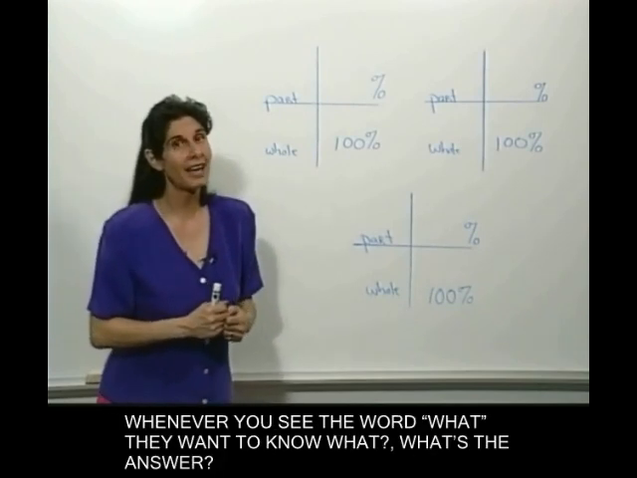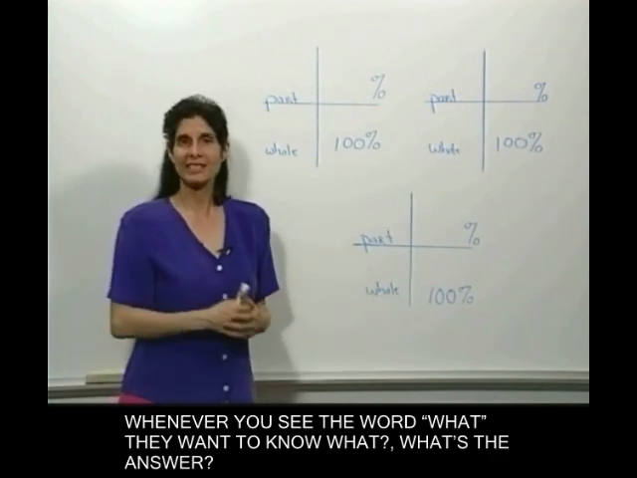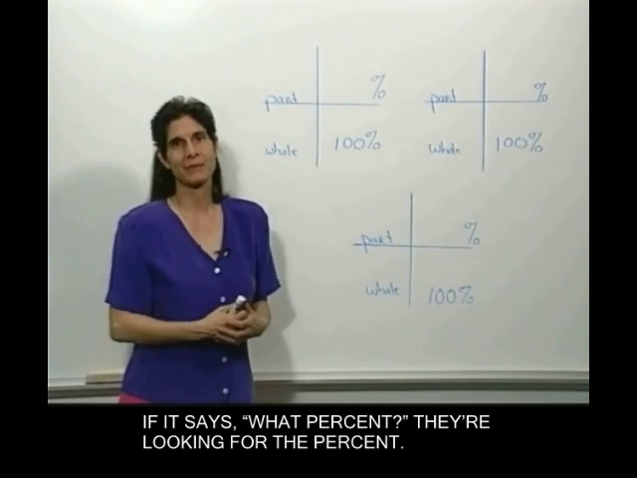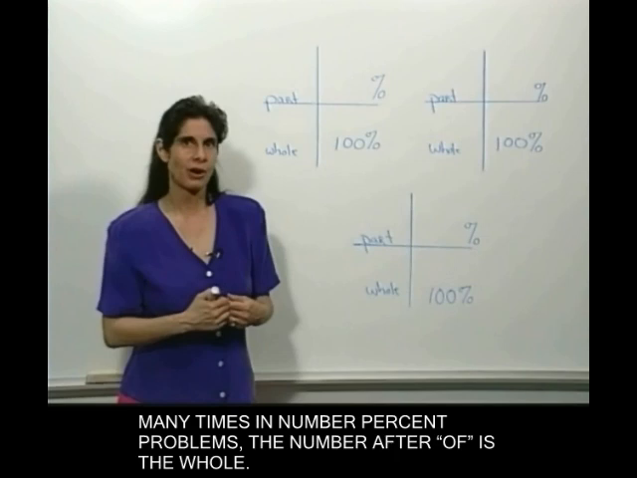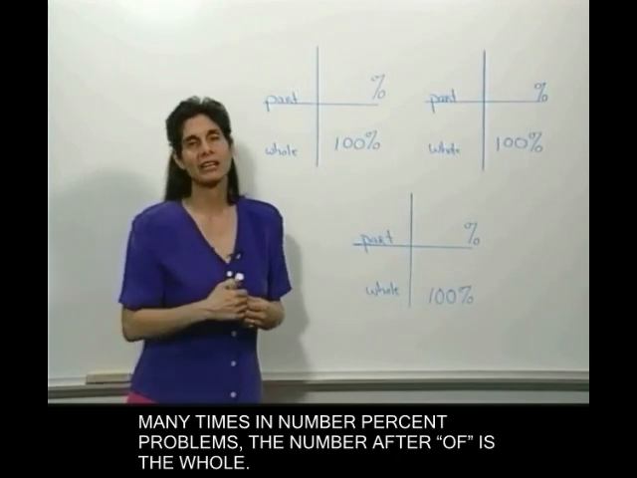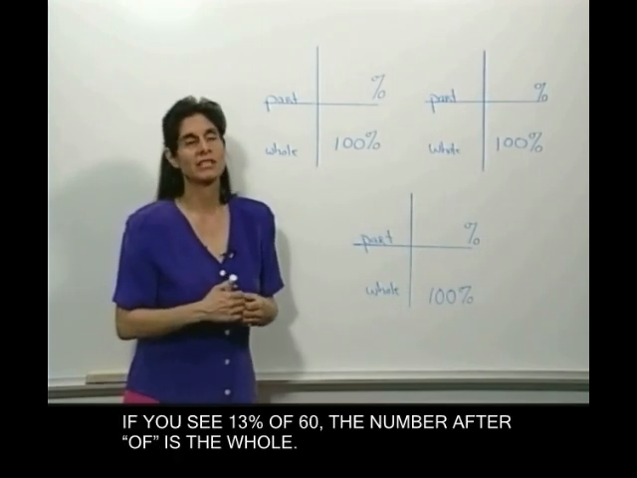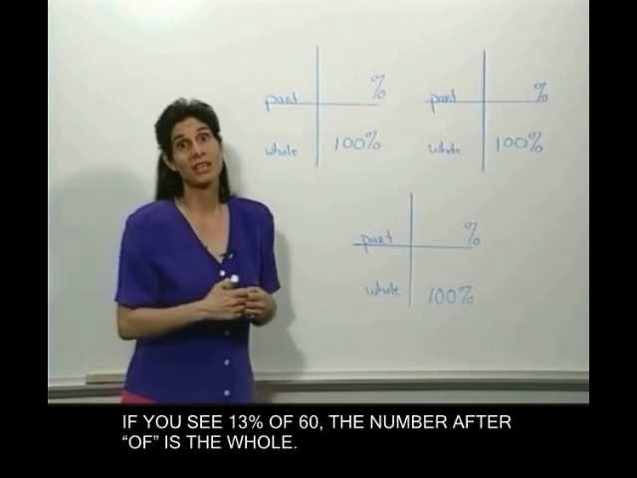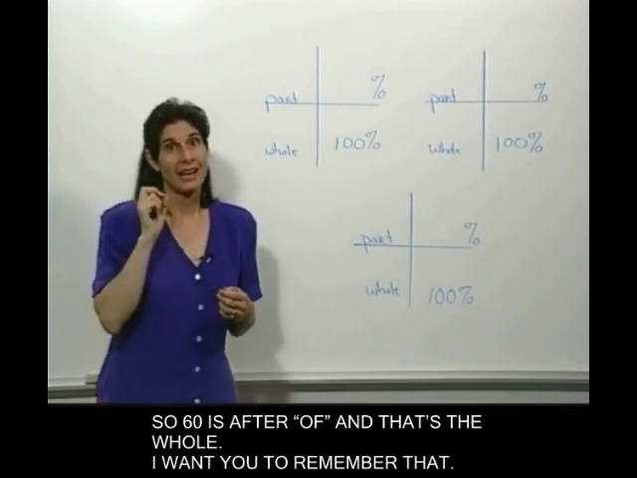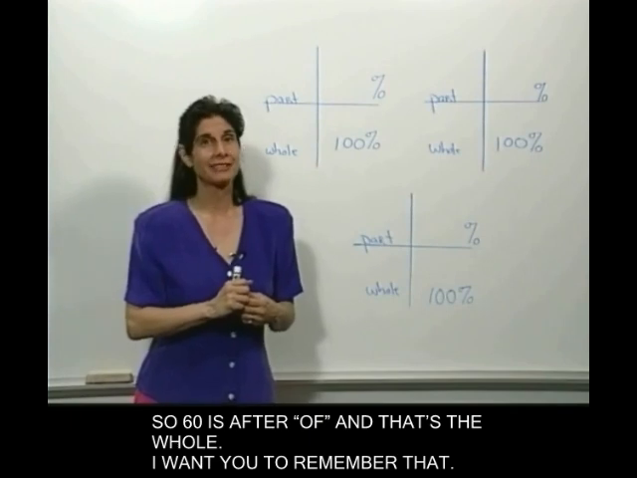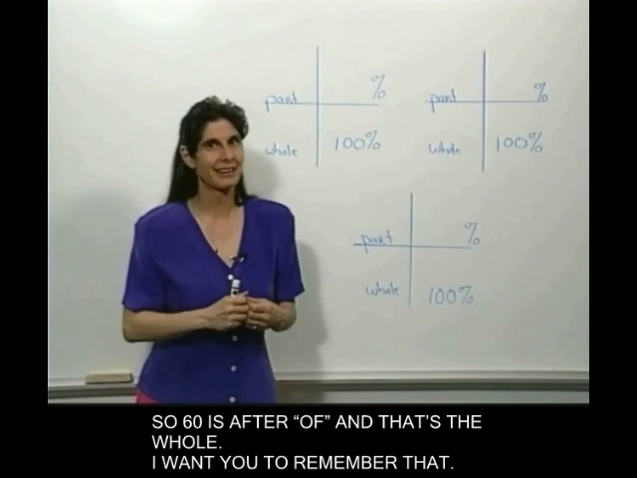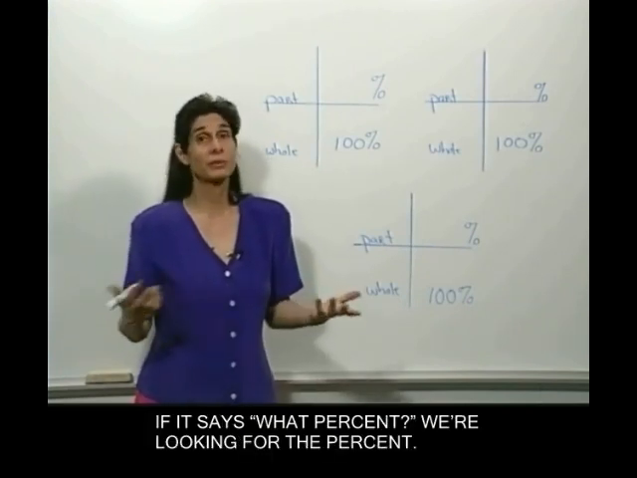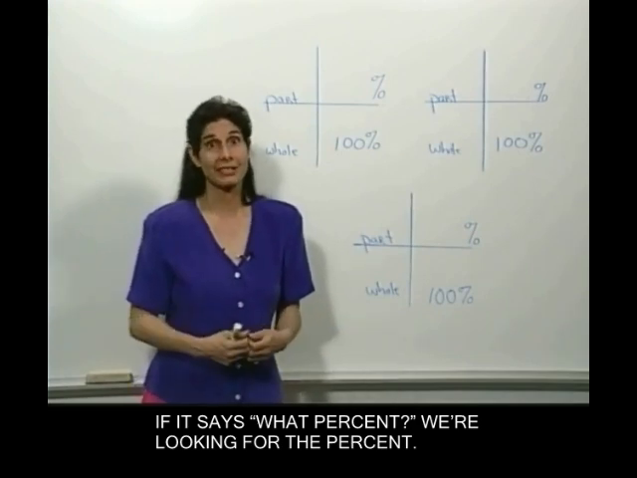Whenever you see the word what, they want to know what's the answer. If it says what percent, they're looking for the percent. Many times in number percent problems, the number after of is the whole. If you see 13% of 60, the number after of is the whole. So 60 is after of, and that's the whole. I want you to remember that. And if it says of what, that means we're looking for the whole. If it says what percent, we're looking for the percent.